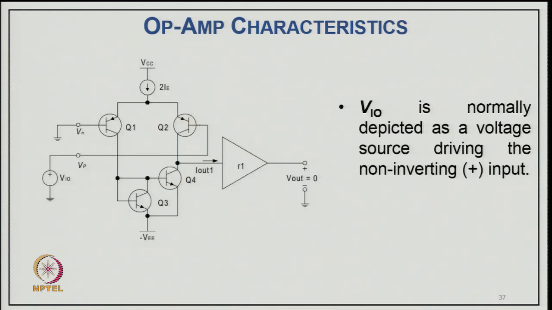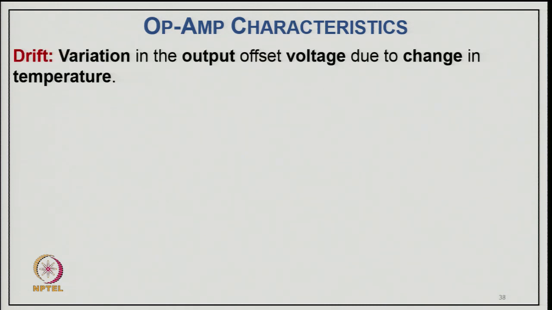So here again, typically, the two input and output. V_IO is normally depicted as a voltage source driving the non-inverting plus input terminal. And there is another term defined here, called drift.